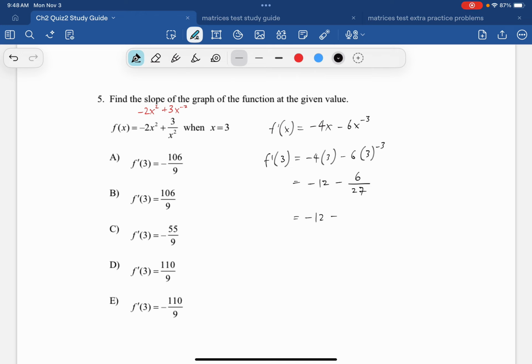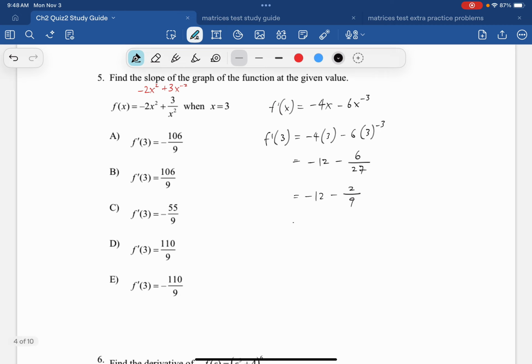It's negative 12 minus 2 over 9, because 6 is 2 times 3, and 27 is 9 times 3. So that leaves me with, can simplify this a little more, negative 108 minus 2 over 9. Sorry, that's a little unclear. Both are negative, right? And so the answer is negative 110 over 9. So that's choice E.